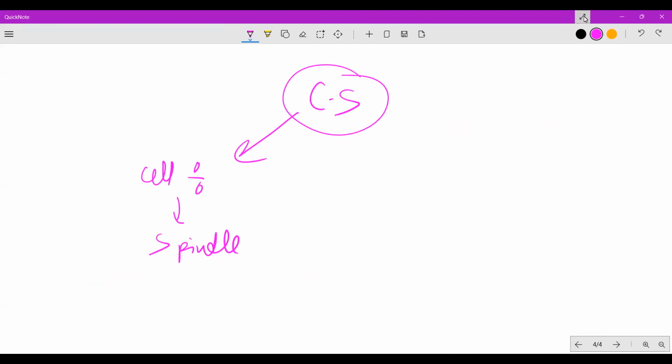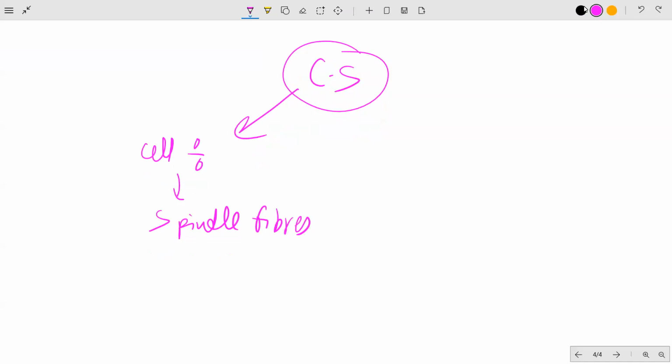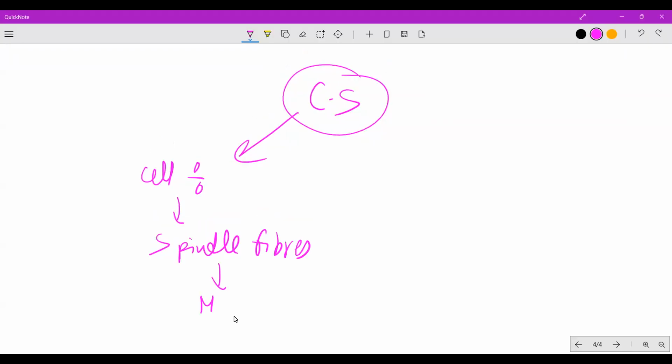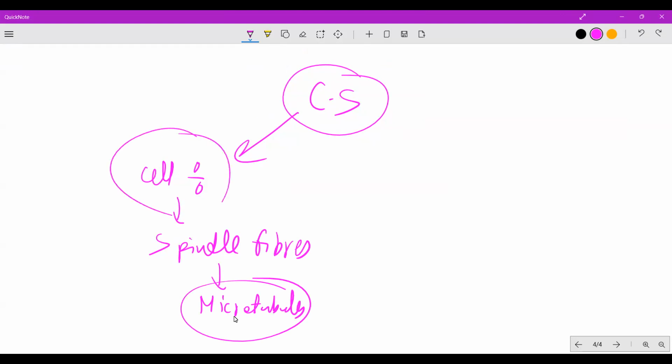We know spindle fibers. ठीक है, and we know spindle fibers are made up of what? बताओ मुझे. Spindle fibers जो है वो किसके बने हुए हैं? Microtubules. Spindle fibers are made up of microtubules. So ultimately one of the functions of cytoskeleton is they are involved in cell division. देख रहे हो? They are involved in the positioning of different organelles.